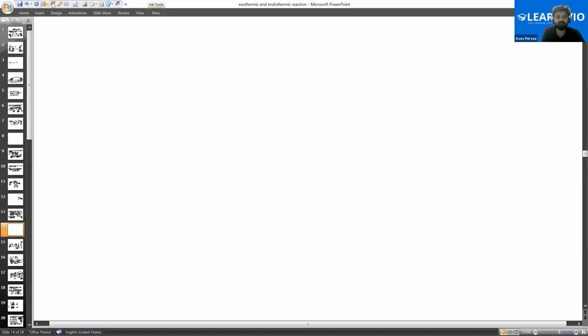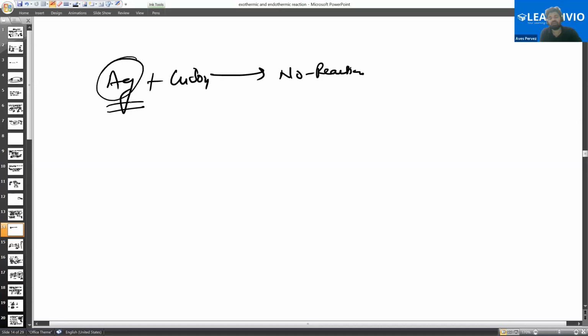Now try to understand. For example, if I am having AgCl, Ag when reacted with copper sulfate, there will be no reaction. Why is it not displacing? The reason behind it is very simple, because it is already at a lower energy level. If you convert it to Ag2SO4 plus Cu, it means it is at a high energy level.